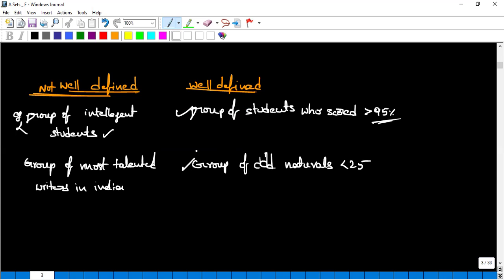And see this example, group of odd natural numbers less than 25. We can decide whether 5 belongs to that or not, whether 21 belongs to this particular group or not. We can decide very easily. This is what well defined means. Okay.